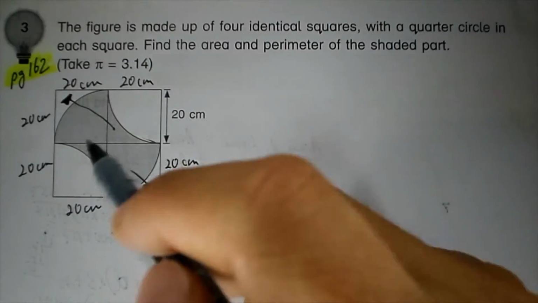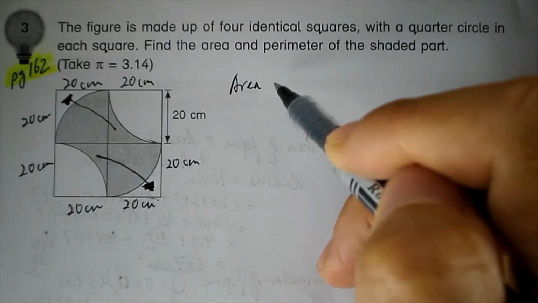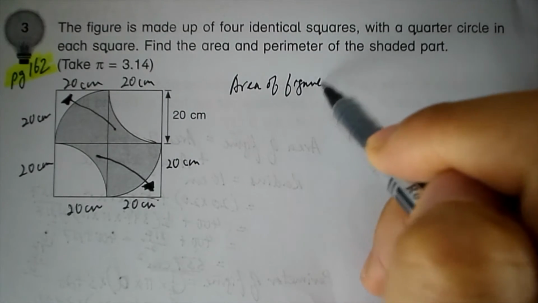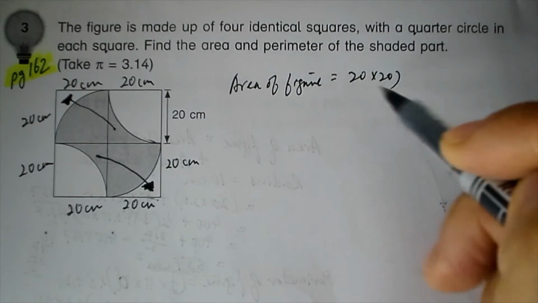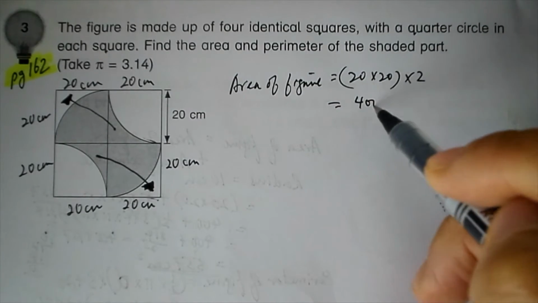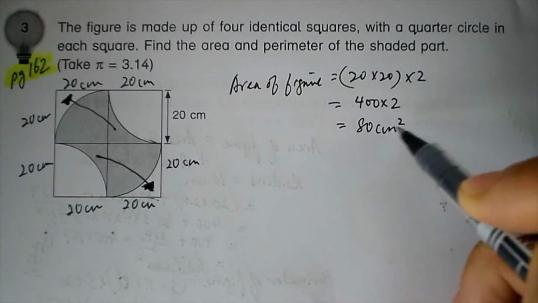So the area of the shaded part is actually 2 squares. In terms of calculation, area of figure is equal to 20 times 20 times 2. So you get 400 times 2, which is 800 square cm.